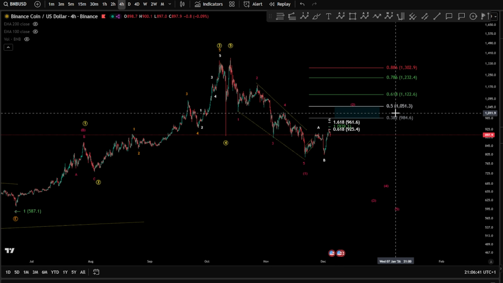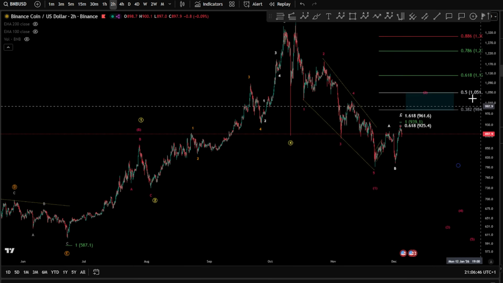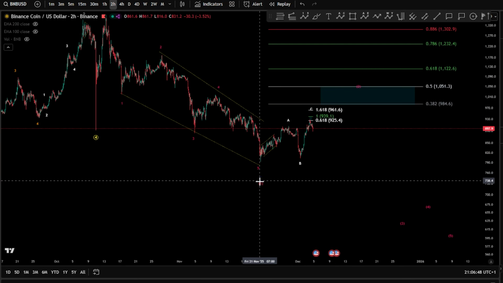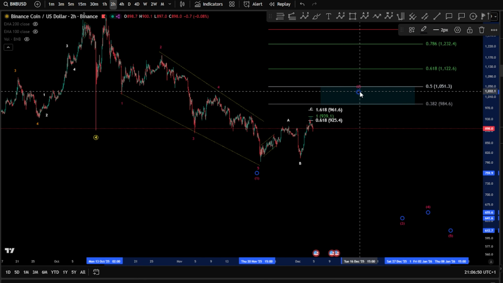Now, if we dive inside it on the 4 hour or 2 hours chart here, you have a clear wave 1 potentially finished, and we're still looking for higher in a wave 2 at least.